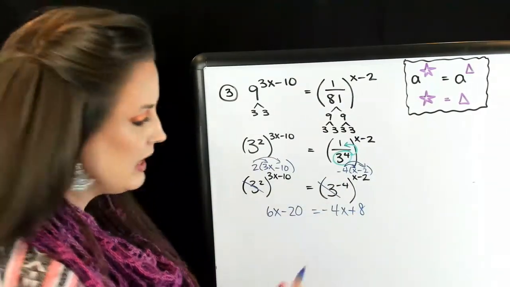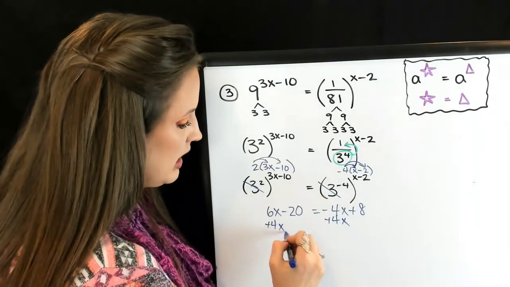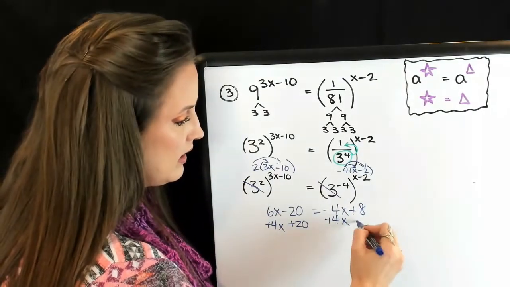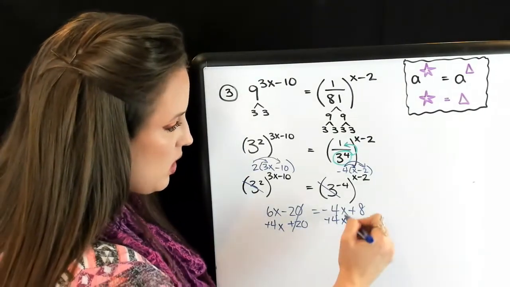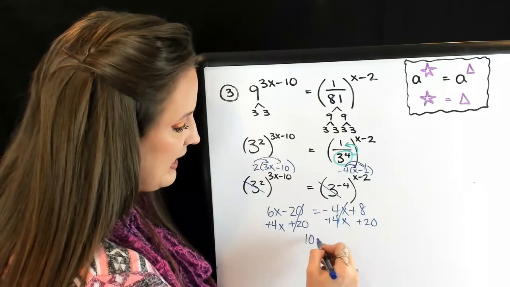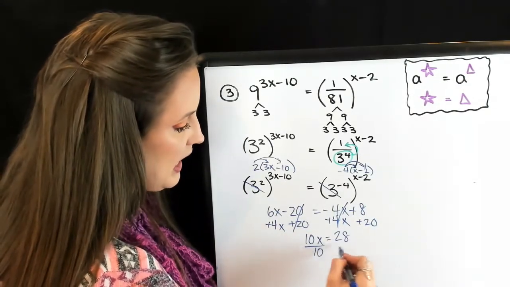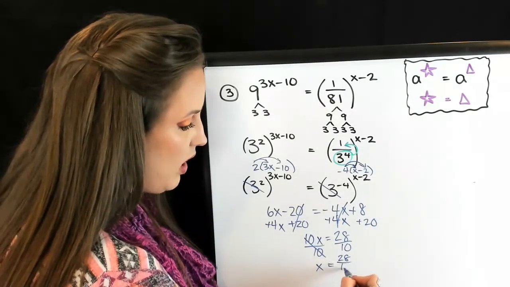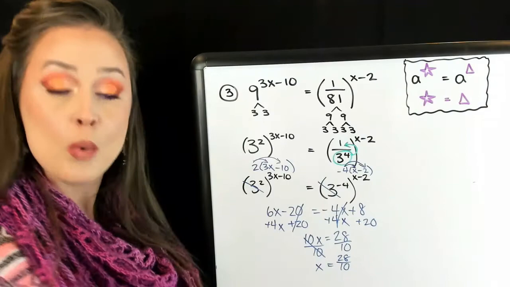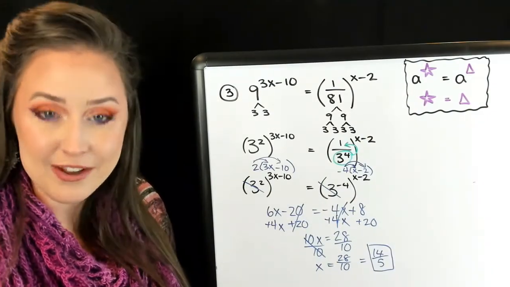Then we just solve it through. So I'm going to add 4x to both sides, and then add 20. Again, go as slow as you want to solve these. So now we have 10x equals 28. Divide by 10. X equals 28 tenths. Now all we want to do is reduce that. We can divide both of those by 2. So our final solution is just 14 fifths.